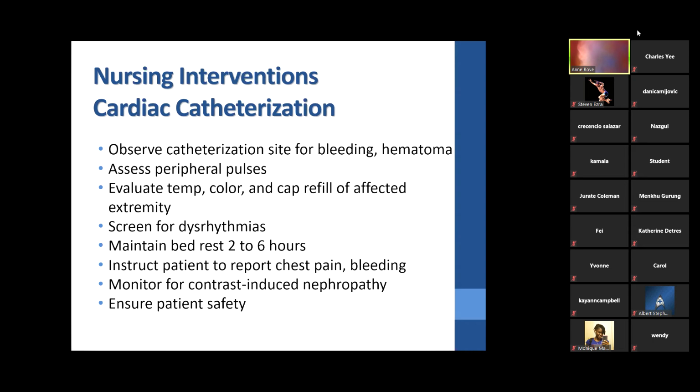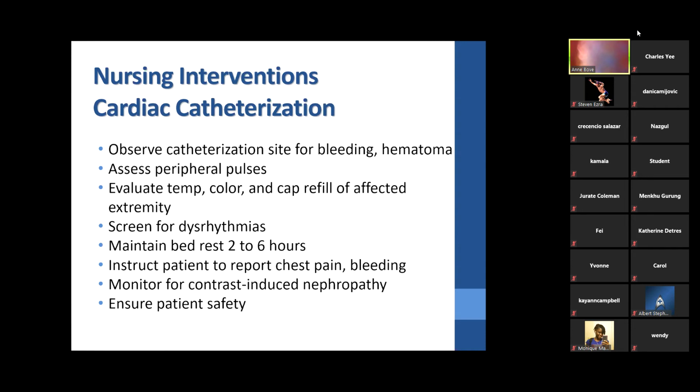You also want to keep assessing peripheral pulses because you want to make sure that nothing has clotted off. You're going to look for temperature, color, and capillary refill. The temperature should be equal and the color should be the same. In terms of capillary refill, you press on the capillary bed and you should see the color come back in 2 to 3 seconds. You're going to monitor for dysrhythmias because as the catheterization is happening, you could be irritating heart muscle.